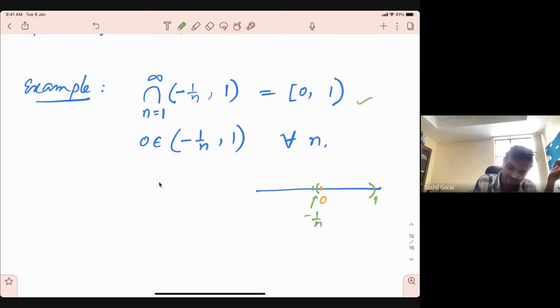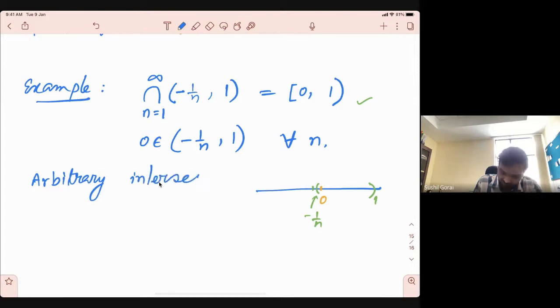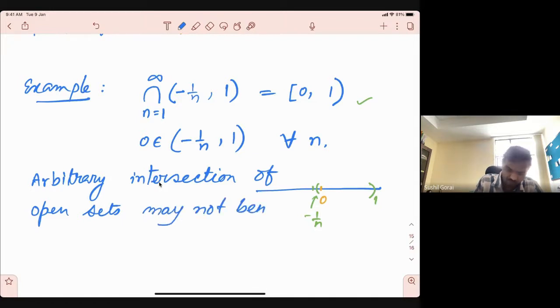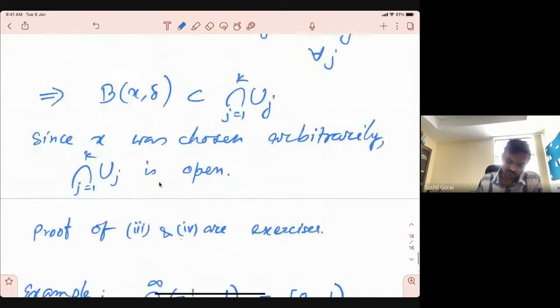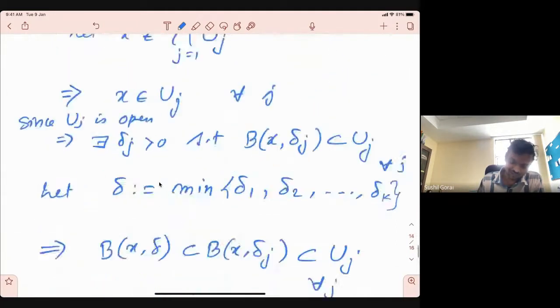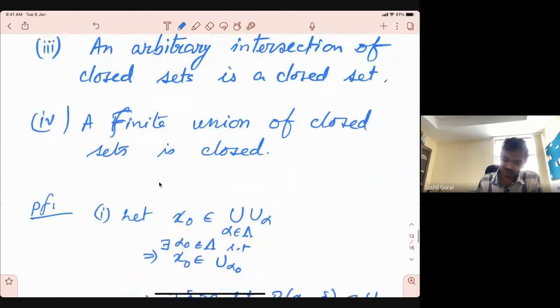So this implies that arbitrary intersection of open sets may not be open, right? So it is not always true that arbitrary intersection of open sets is open. All right. So similarly, find a counterexample for closed sets as well. Here, the fourth one, finite union of closed sets is closed.